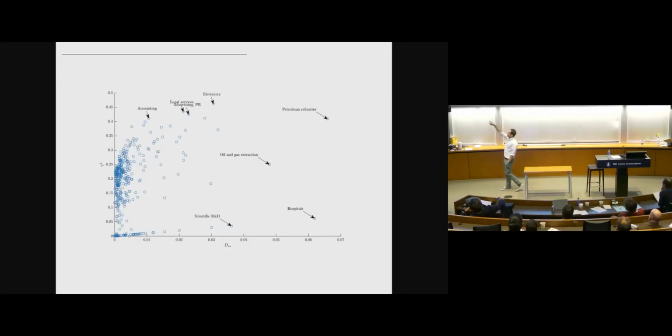Scientific R&D is the same. We don't have capital here, and so any kind of R&D type stuff is going to have low propagation. The same goes for restaurants. I think restaurants are the next ones after R&D.